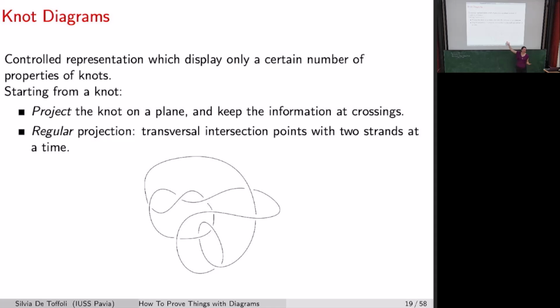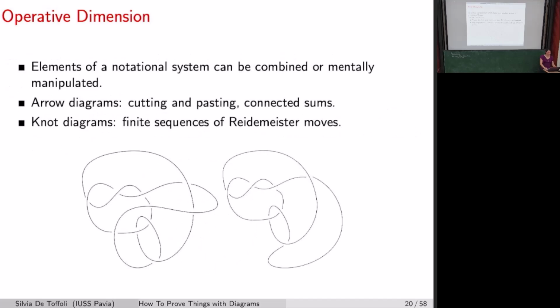So this is, for instance, a knot, and we could ask, what knot is that? Maybe we can modify it a little bit to see whether it's a simple knot we can recognize or not. I don't know if some of you recognize what knot this is, but you will find out later. And again, one important thing about a notational system is what you can do with it. Elements of a notational system can be combined or mentally manipulated. With arrow diagrams, we defined this cutting and pasting, and we can also define different operations.